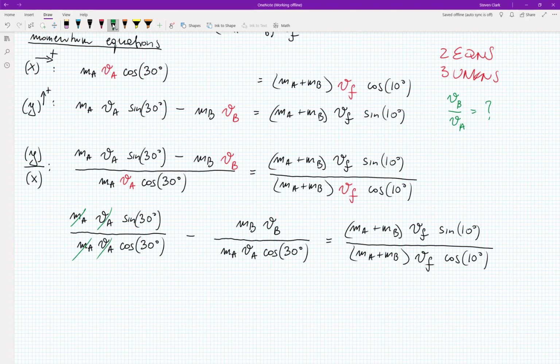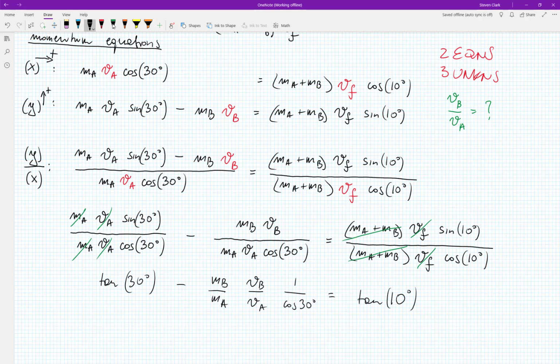I think that also we can get rid of these two brackets and velocity final. Okay, and we ended up with tan of 30 degrees minus MB over MA, the ratio of masses I mentioned at the very beginning, times VB over VA, times 1 over cosine 30 degrees. And this is equal to tan of 10 degrees.